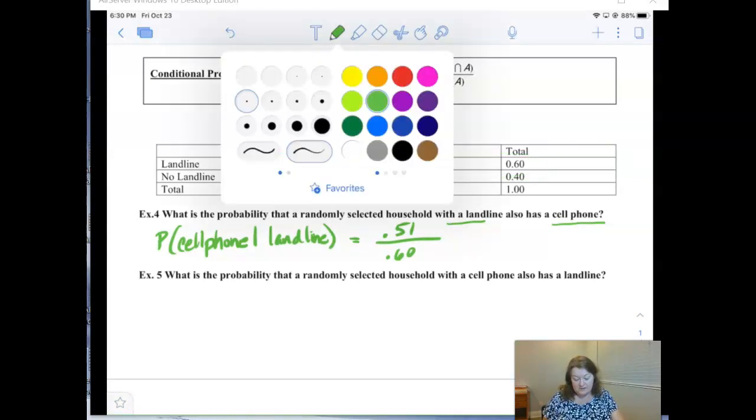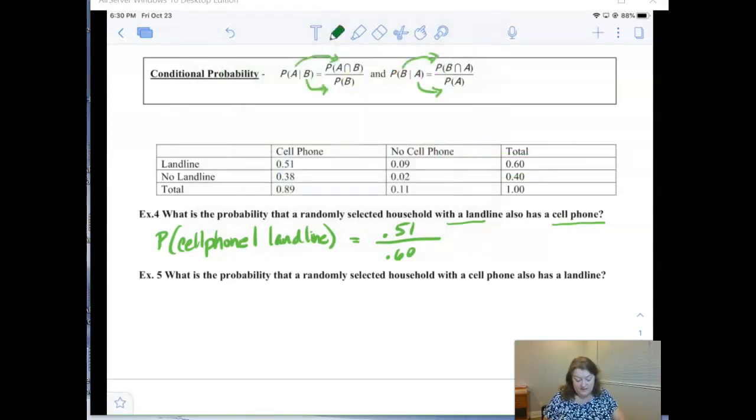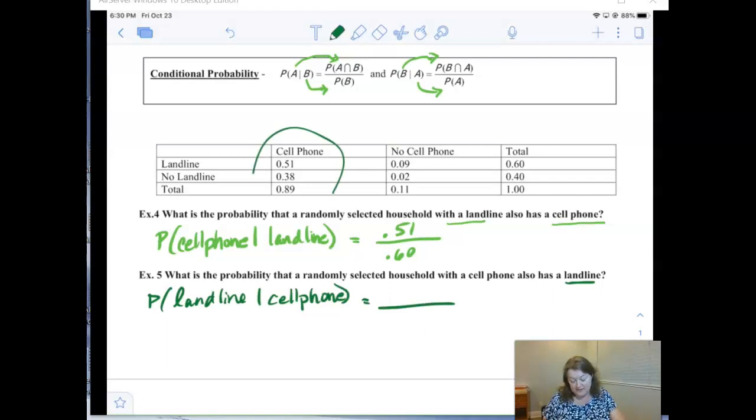Okay, so this time we're going to do what is the probability that a randomly selected household with a cell phone also has a landline. So the main part here is what's the probability that they have a landline given that they have cell phones. Okay, so now this time cell phones is on the bottom. We're looking at this part. We're looking at 0.89 and the landline and cell phone is still 0.51.